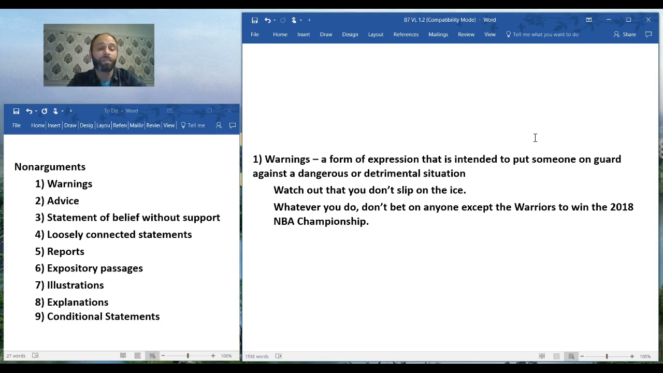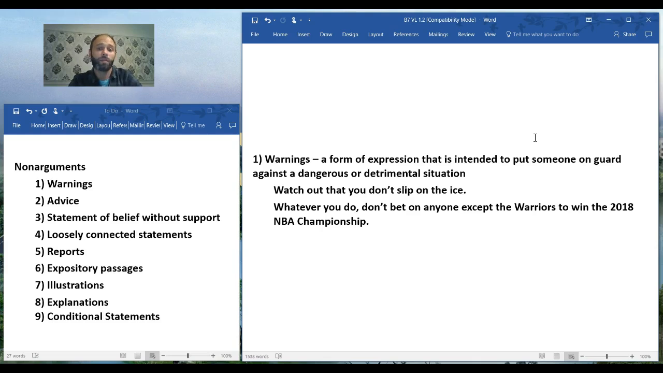An example is this command: watch out that you don't slip on the ice. That's a warning, and it's also a command. So it can't be true or false, and we don't even have a single statement here. Recall that in order to have an argument, we need multiple statements. We need at least one premise and we need a conclusion. Here, we don't even have one statement, so we certainly can't have an argument. We definitely don't have an inferential link between premise and conclusion.